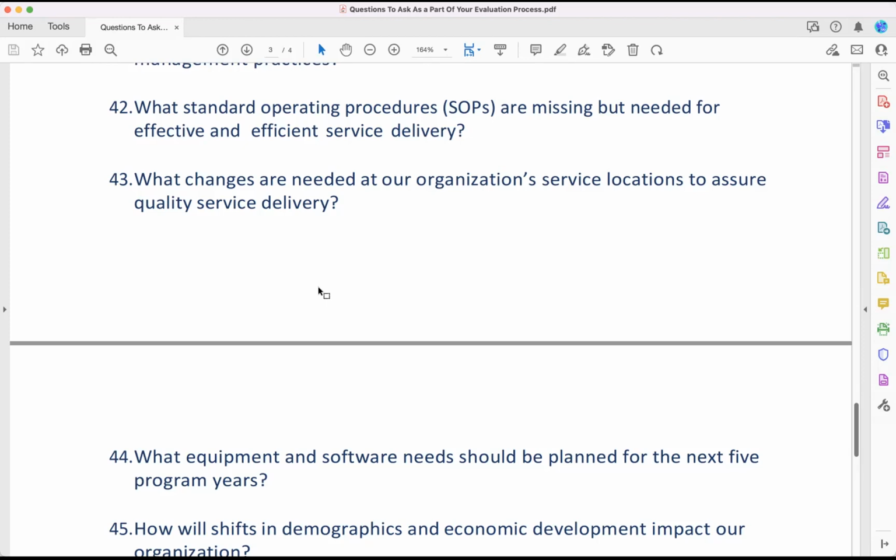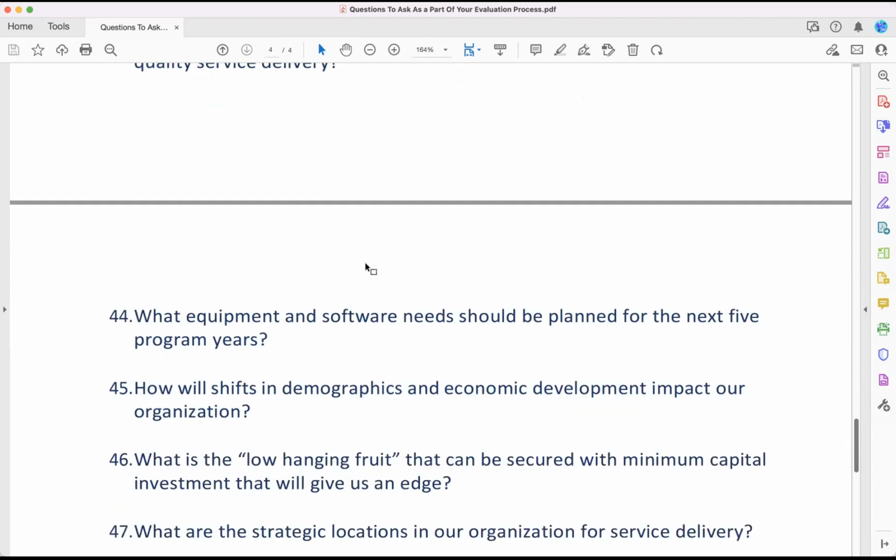Do you have translators if you're serving a population that speaks a language other than English? Do you have people who can assist folks with filling out paperwork if you're serving a population that maybe has literacy as a challenge? Just something to think about, what changes are needed to assure your service delivery.